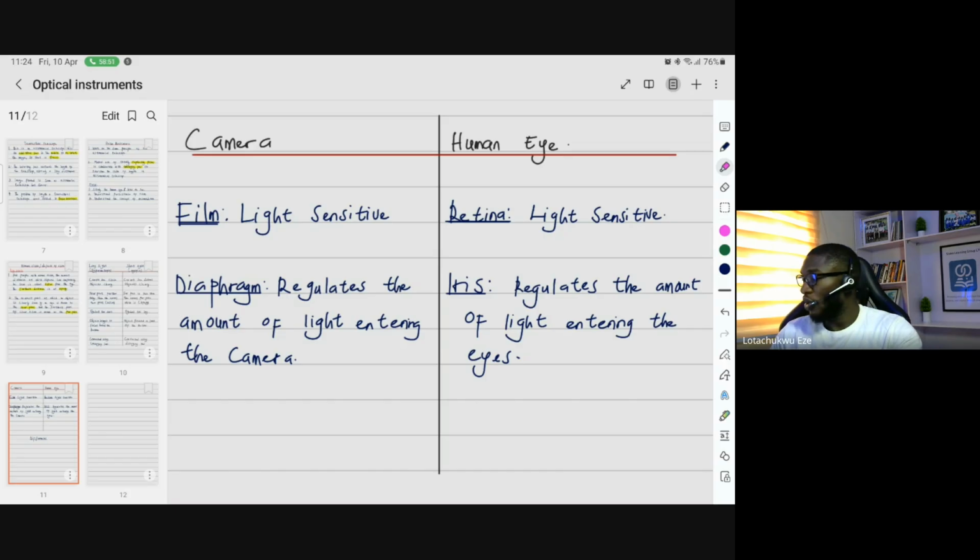All right. So now it has a film that is light sensitive. For our own eyes, it is the retina that is light sensitive. Our own retina is light sensitive. But for your camera, what is sensitive is the film. The film is sensitive. Is that okay, guys?